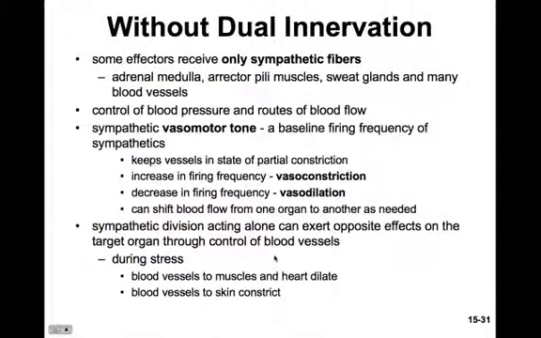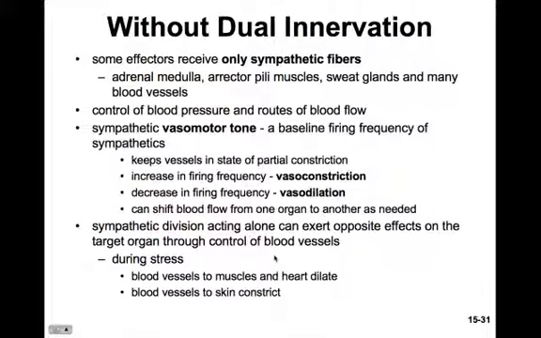Dual innervation is not always necessary for the autonomic nervous system to produce opposite effects on an organ. The adrenal medulla, the erector pili muscles, sweat glands, and many other vessels receive only sympathetic fibers. The most significant example of control without dual innervation is the regulation of blood pressure and the routes of blood flow. The sympathetic fibers to a blood vessel have a baseline sympathetic tone, which keeps the vessels in a state of partial constriction or vasomotor tone.